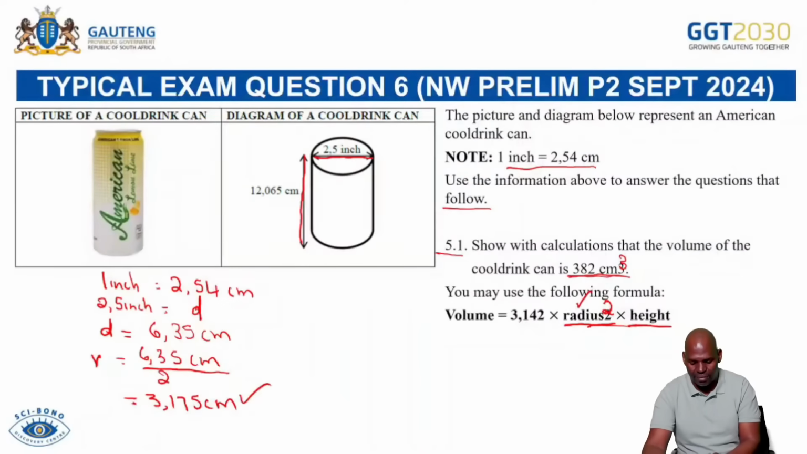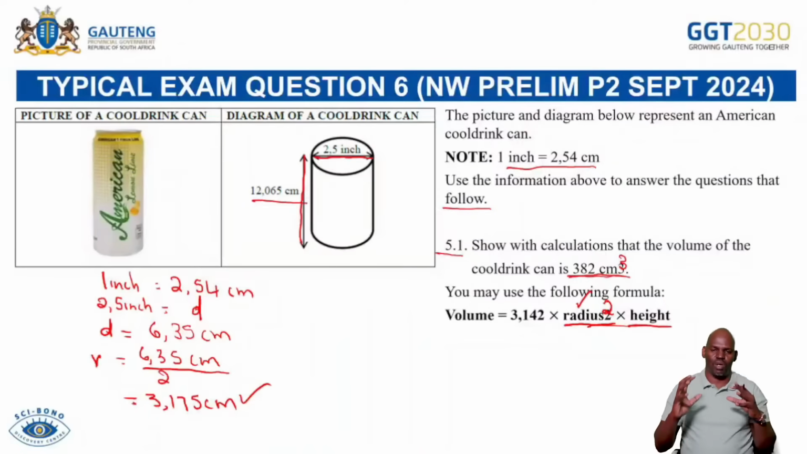Do I have the height? Yes, I do have the height. The height is given there as 12,065. And then you have to take the values as they are. You don't round them off. You take them exactly as they are. And then you do the substitution.